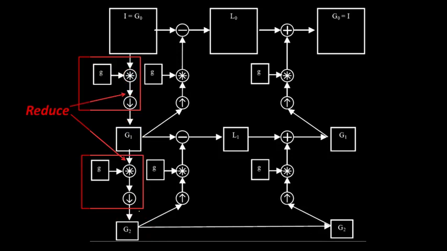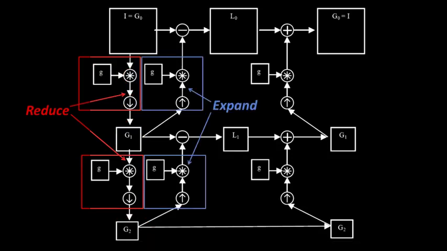The one that's a little less clear is the expand operator. Remember, we have to expand these things up. So if I expand up the coarsest one, and then I subtract that from G1, that gives me L1. That gives me the first Laplacian. All right? The expand operator is a little less intuitive than the reduce operator. Let me show you what they are.